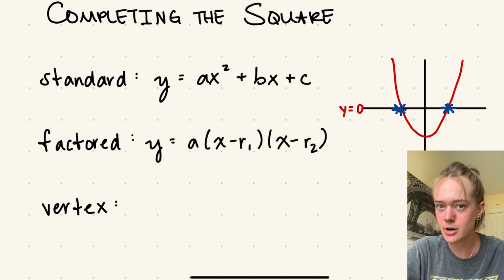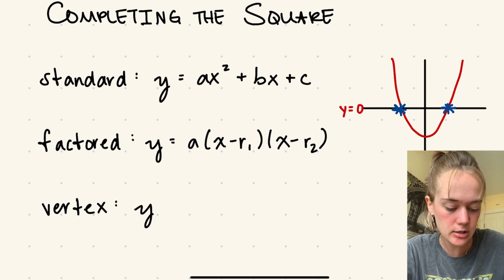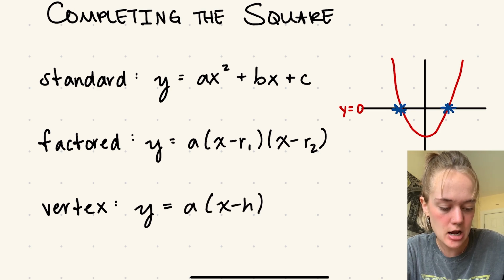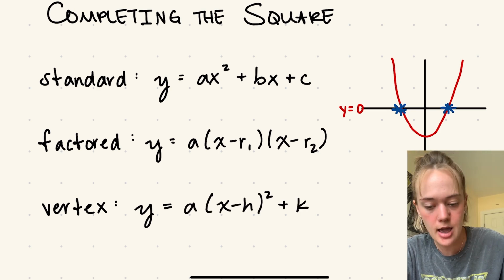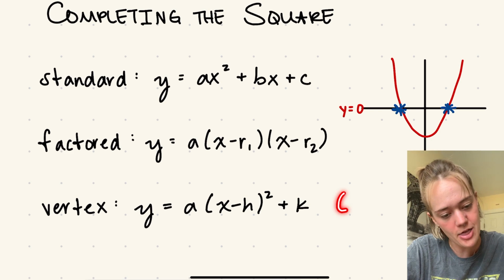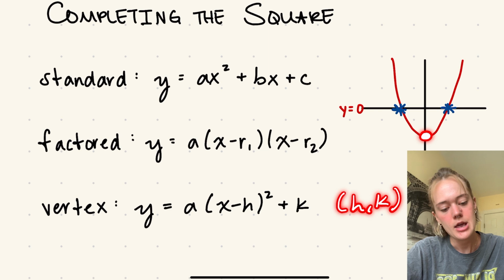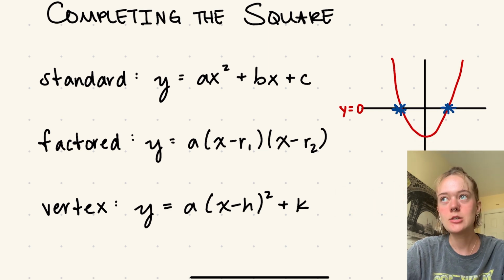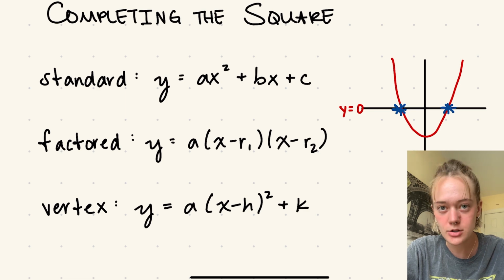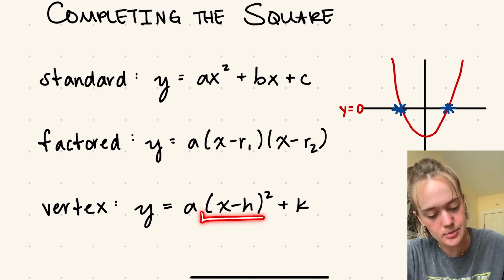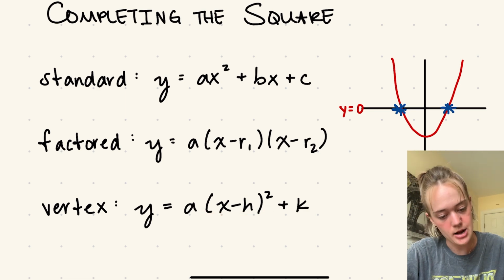And that's where our vertex form comes into play. So our vertex form is going to look like y is equal to a times x minus h squared plus k. And this is called vertex form because we've got that h, k coordinate of a vertex. So that might appear right here in our quadratic. So what we're doing when we're completing the square is we're trying to force a square to appear, this x minus h squared right here.